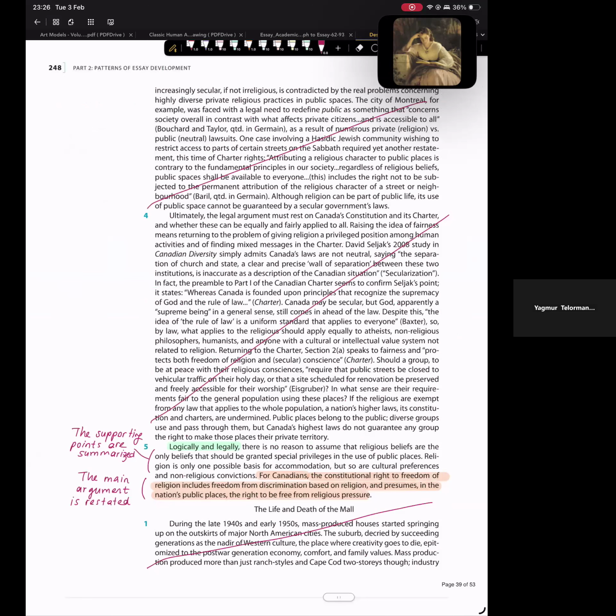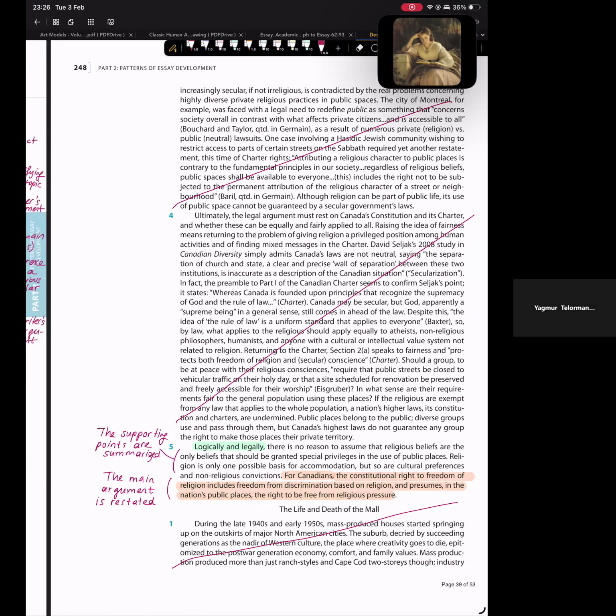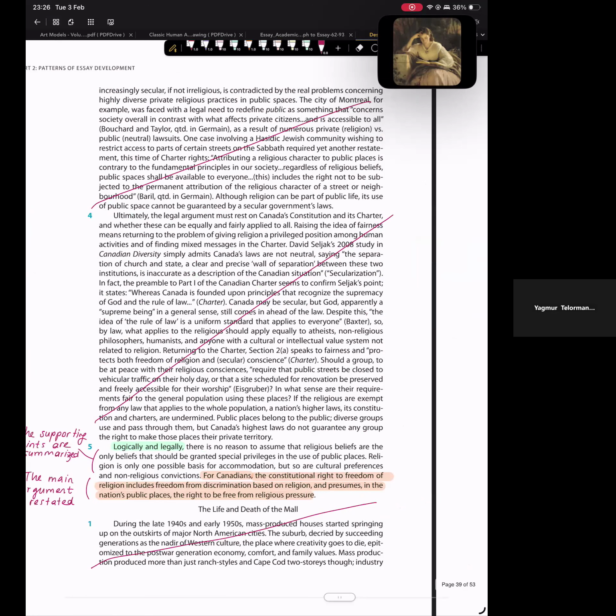Okay, and in the conclusion, you can see that the supporting points are summarized logically and legally, because the majority of the essay appeals to logos. And in the last sentence, the main argument is restated. Okay, so this is how you can write a good argumentative essay. Okay, about research and reference.